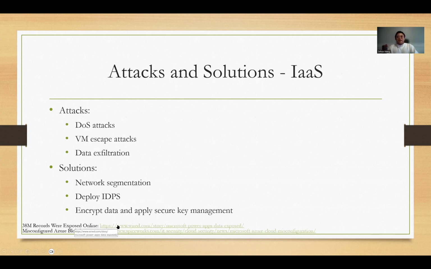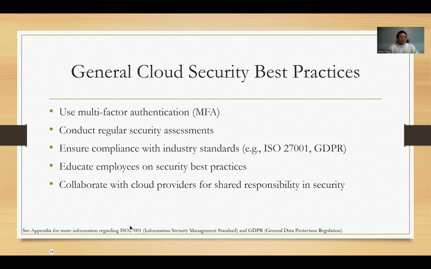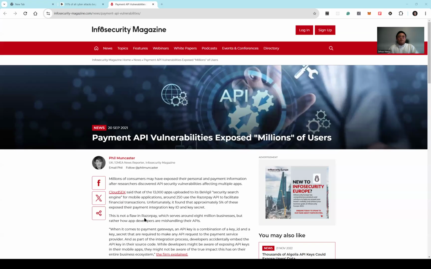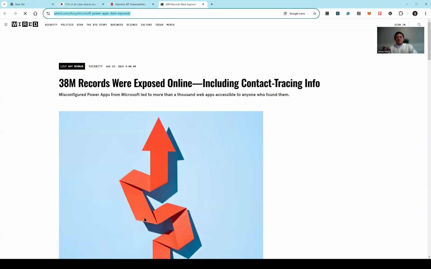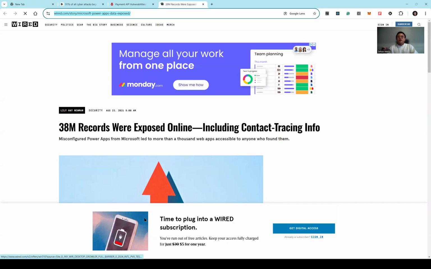Next, let's examine Infrastructure as a Service. IaaS provides virtualized resources, but it also has its challenges. Misconfigured cloud instances are a common attack vector, leading to data exposure. For example, in 2021, a misconfigured cloud storage bucket on Microsoft Azure exposed 38 million records from dozens of organizations.